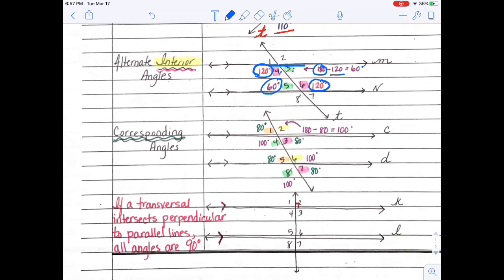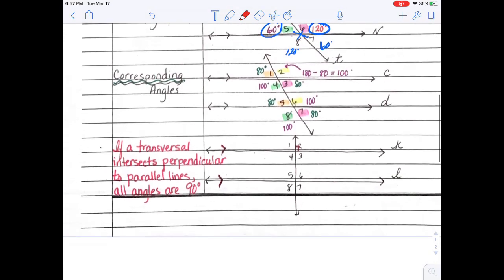Now again, how fast can you find the other ones? Vertical angles. 6 and 8 are vertical, so 8 is 120. 5 and 7 are vertical, so 7 is 60. 4 and 2 are vertical, so that would be 120. And 3 and 1 are vertical, so you know that's 60. Again, these are the rules that make things so much easier for us.